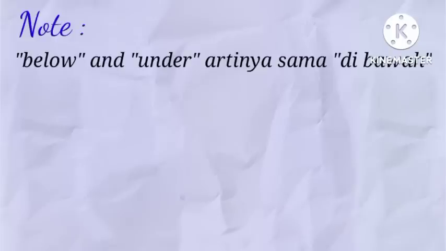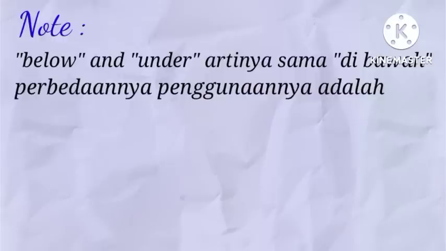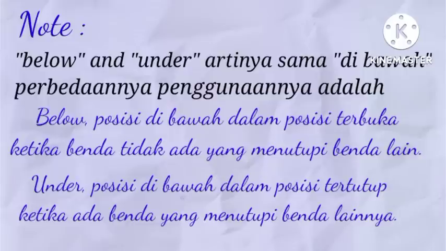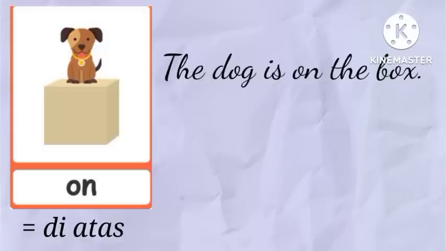Okay, there's a note here for below and under. Below and under have the same meaning, artinya di bawah. The differences of the usage adalah below posisi di bawah dalam posisi terbuka ketika benda tidak ada yang menutupi benda lain. Sedangkan under posisi tertutup menutupi benda lainnya. Okay, next, on means di atas. The dog is on the box.